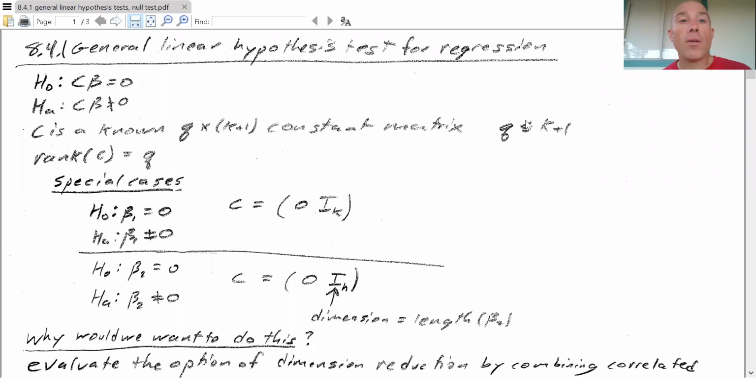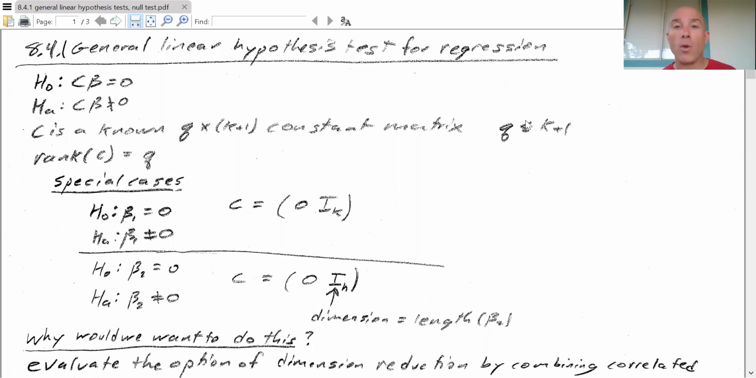Hi, in this video, we want to talk about generalized linear hypothesis testing in regression. Usually in regression, we look at the hypothesis test that either individual coefficients are equal to 0 or not, or we look to see if we have a good solid overall model with the F-test.